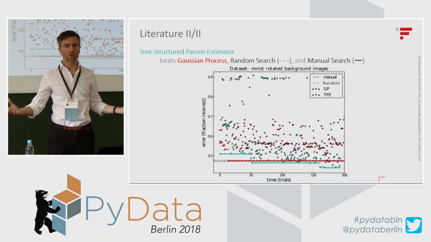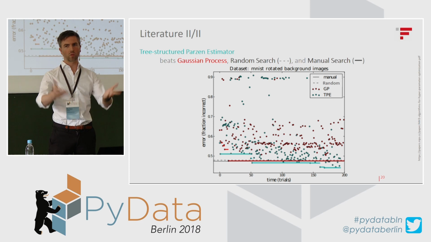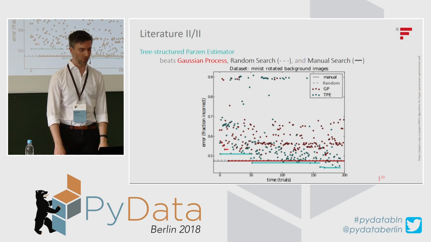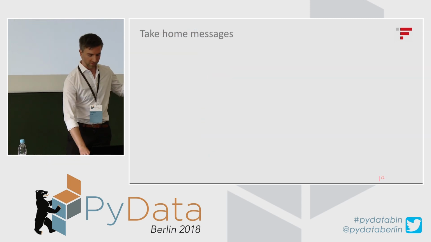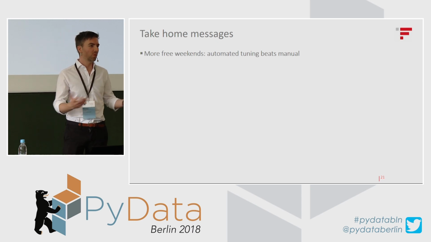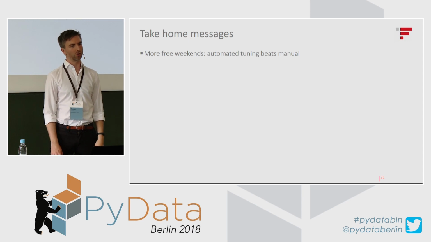So this is a variety of results here that I'd like to condense a little bit into take-home messages, and I'm welcome to discuss this later. So many people here will have a good discussion, I hope. So my personal take-home messages here is, first, more free weekends means it seems to be possible to use automated hyperparameter tuning, seems to be better than manual tuning.